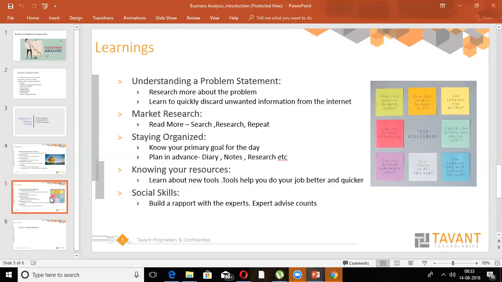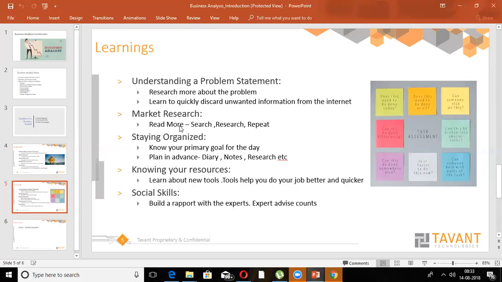Somebody will say, oh, this was done like 8 months back. Now the things would have changed. So can you please relook, talk to the customer and update this information? So that's what I mean by discarding unwanted information. I already told you about market research. Market research is about a lot of reading.